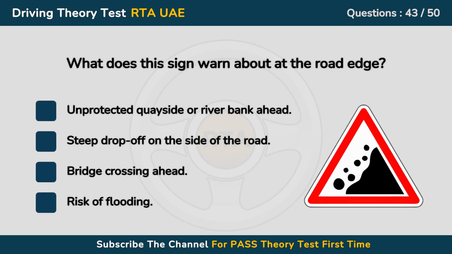A. Unprotected quayside or riverbank ahead. B. Steep drop-off on the side of the road. C. Bridge crossing ahead. D. Risk of flooding.